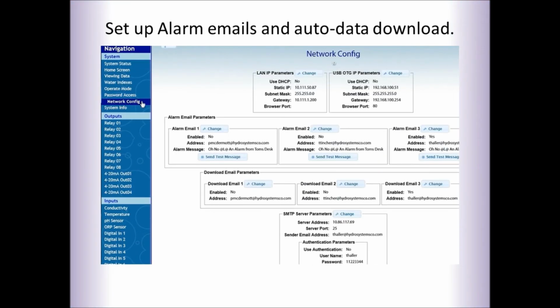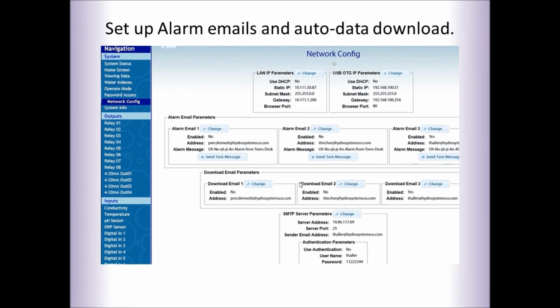Another feature of the Triton water treatment controller is that it can send alarm emails. Here's where you can set up the LAN IP settings to put it on the internet. Here are the 3 email addresses that you can define for alarm emails. You can also send a test message to make sure your settings are working.